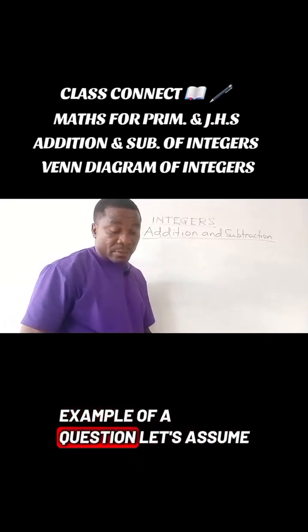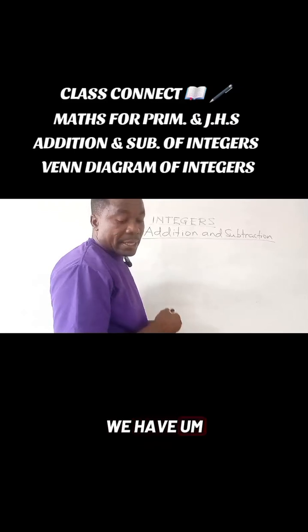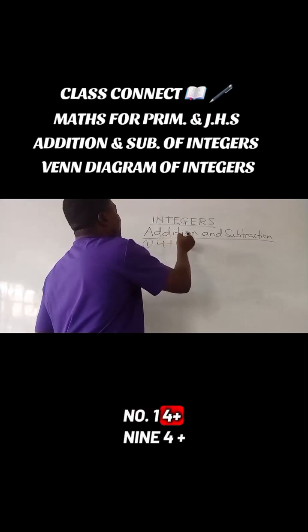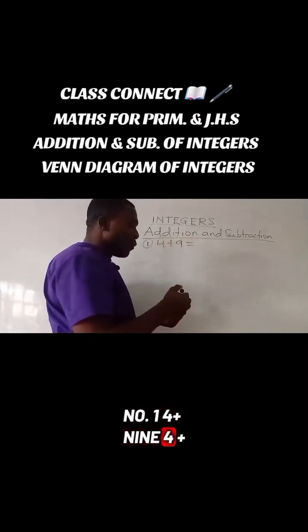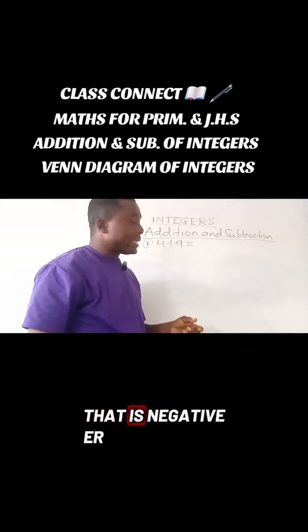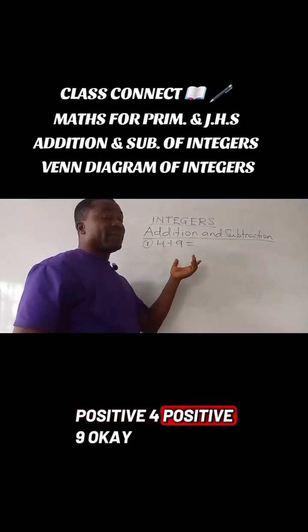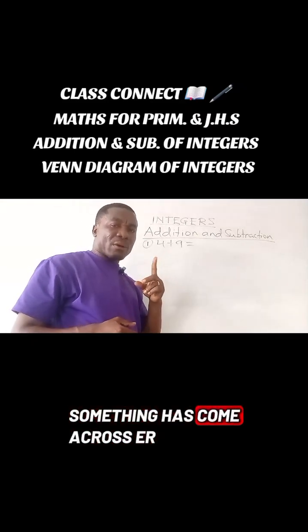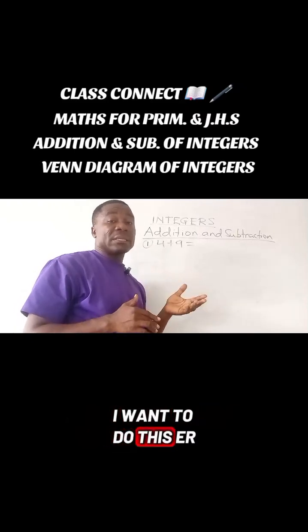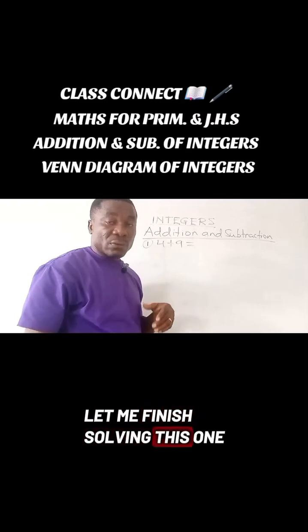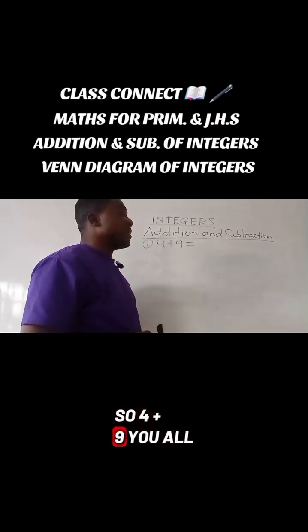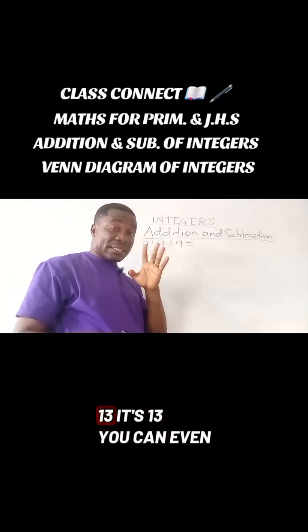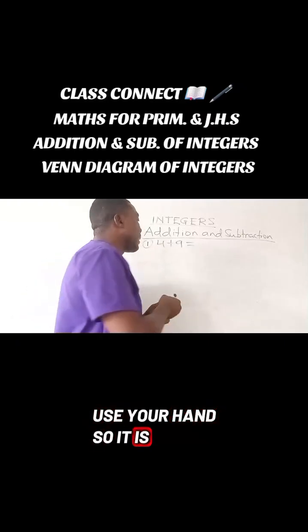Example of a question. Let's assume we have number 1, 4 plus 9. What this means is that it's positive 4, positive 9. Okay, let me finish solving this one. So 4 plus 9. You all know it, right? 9, 10, 11, 12, 13. You can even use your hand. So it is 13.